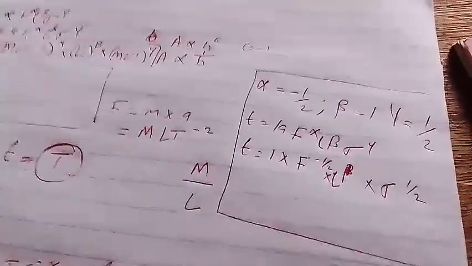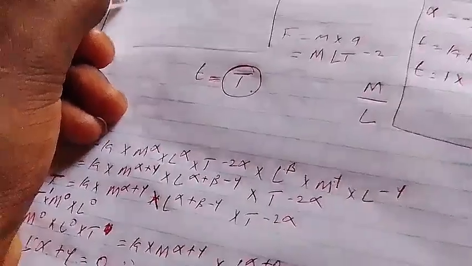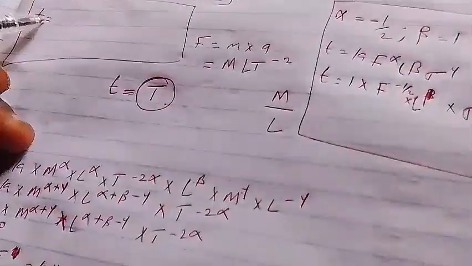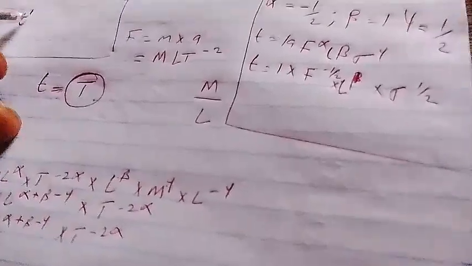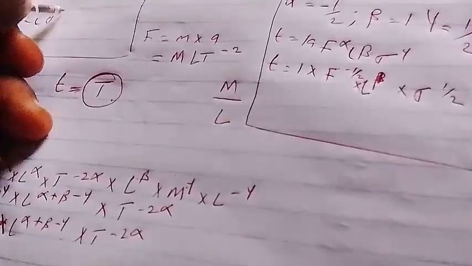Now the next thing we want to do is to make this more organized. Sorry for using one page, I just want it to be more functional. So the next, that is T now, is equal to, you can just remove this one basically, F raised to power minus 1 over 2, L raised to power beta, which is 1, and then we have this symbol raised to power 1 over 2. So this is basically it.